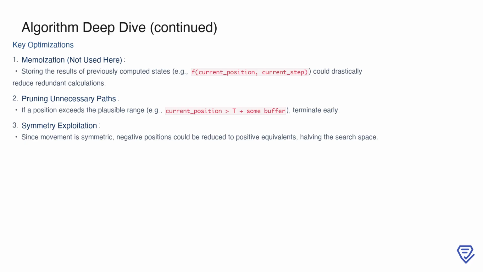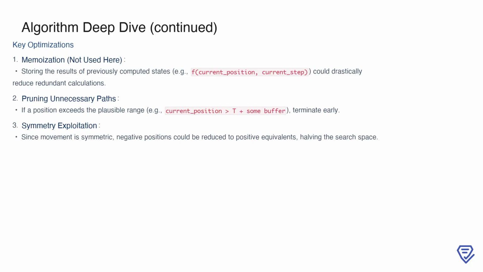First, memoization can be introduced. By storing the results of previously computed states, such as the outcome of a specific position and step combination, we can avoid redundant calculations, drastically improving efficiency. Another optimization involves pruning unnecessary paths. If a position exceeds a plausible range, such as being significantly larger than the target plus a buffer, we can terminate the recursion early. This reduces the number of explored states.